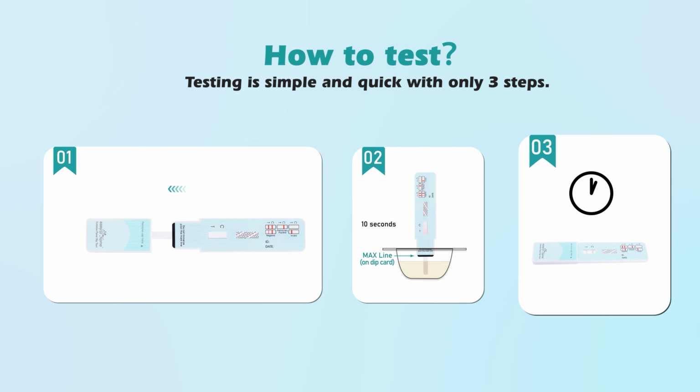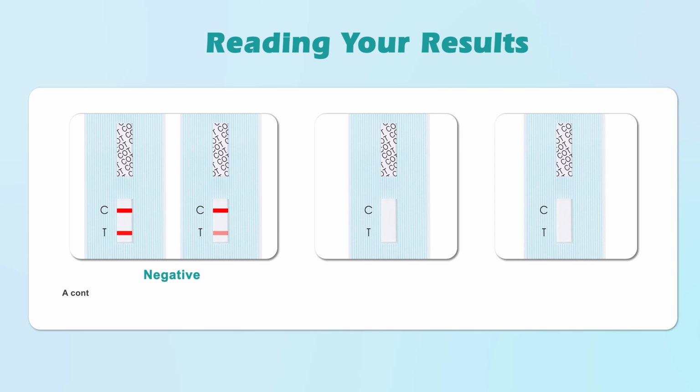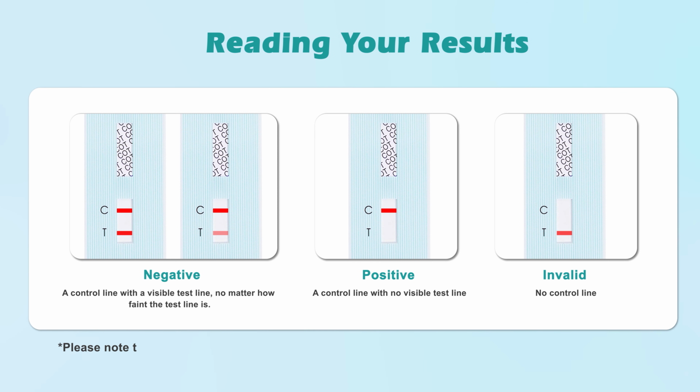Place the cap back on and lay the strip flat on a clean, dry, non-absorbent surface. Read the results at 5 minutes. To read your result, be sure the control line is present to ensure your test is working properly. No control line indicates an invalid test.